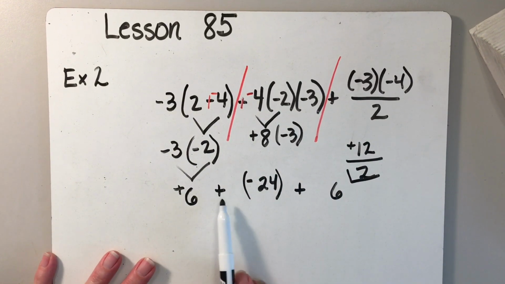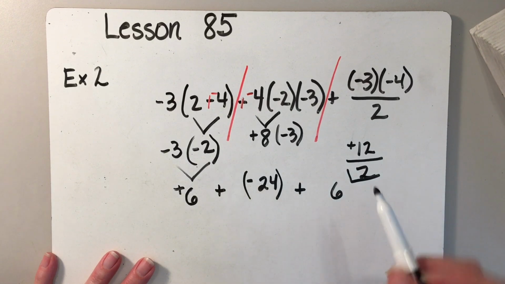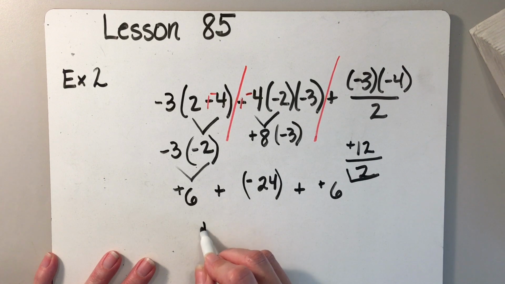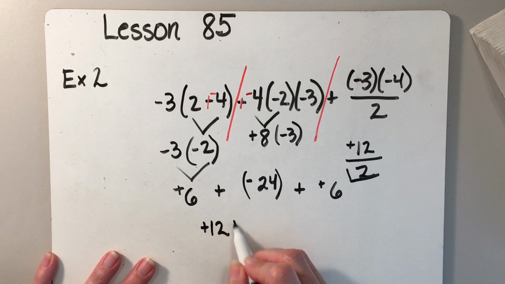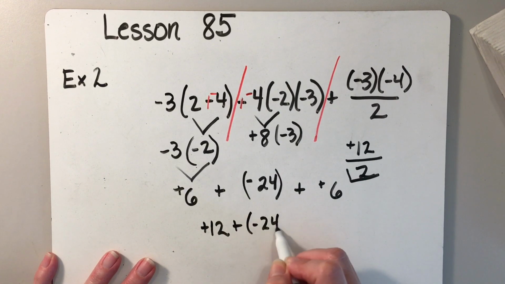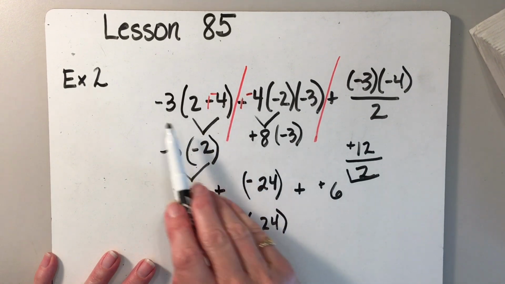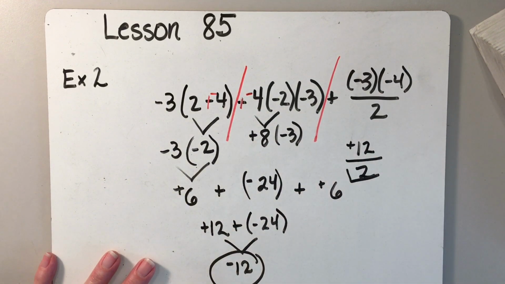So here's our problem right here. We have positive 6 plus a negative 24 plus a positive 6. I'm going to go ahead and add these two 6's together. That's a positive 12. And then plus my negative 24. We subtract these because they're different signs. 12 from 24 is 12. Take the sign of the larger number, negative 12. Negative 12 is our answer. So it's amazing how this big thing right here becomes one little number down here, negative 12.